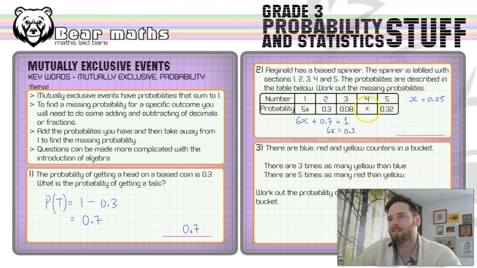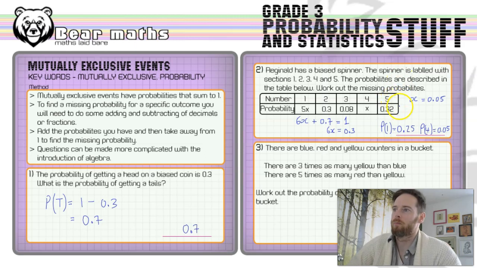Now x, that's the probability of getting a 4, and again I'll use the notation, probability of getting a 4 is equal to 0.05. We found that. What we need to do is multiply by 5, because x needs to be multiplied by 5 to find the probability of getting a 1. So probability of getting a 1 would be 0.25, because 0.05 times 5 is like doing 5 times 5, which is 25, but then dividing by 100. So it's quite a tricky little question, but forming the equation and solving it actually makes it a bit easier, hopefully, to understand.